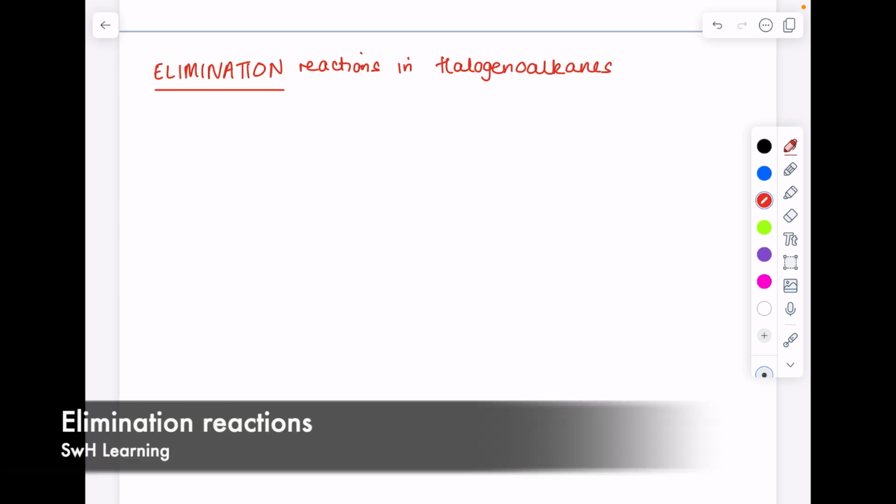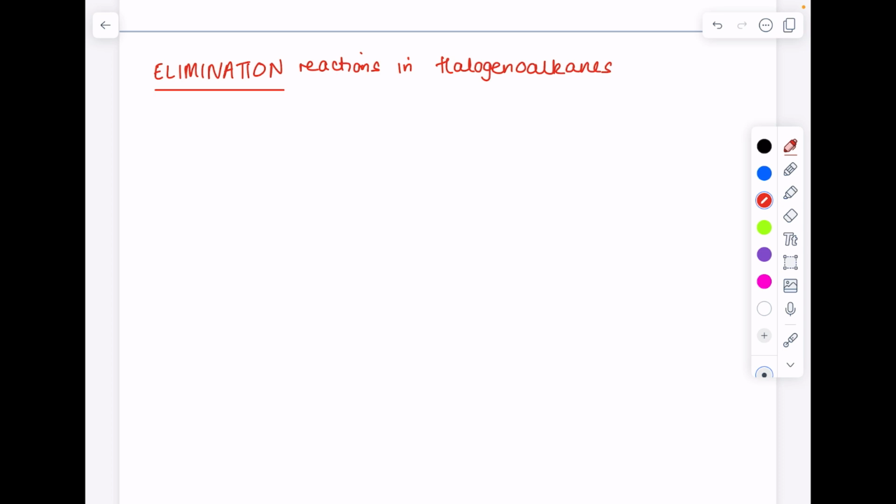Previously we looked at nucleophilic substitution reactions in halogenoalkanes. This time we're looking at elimination reactions. So we need to ask ourselves, why do elimination reactions occur? That's due to a change in conditions. For elimination reactions to occur, we need hot ethanolic conditions.